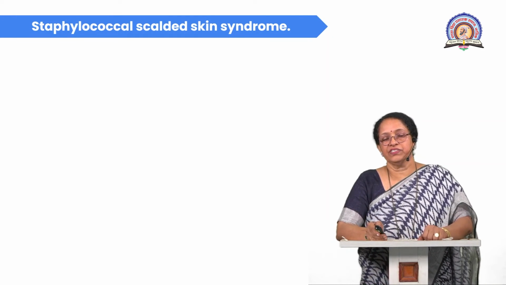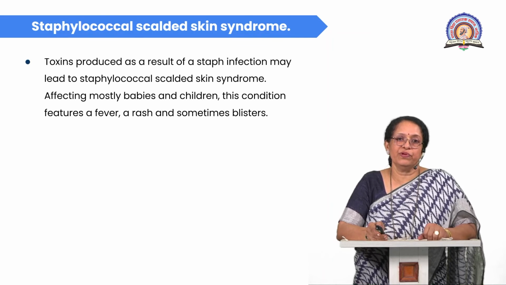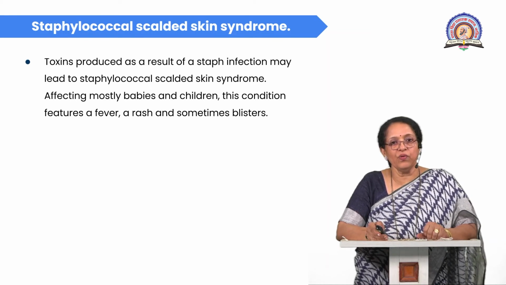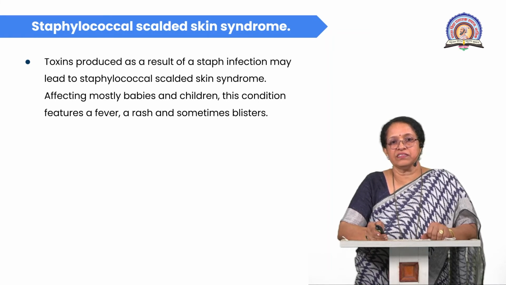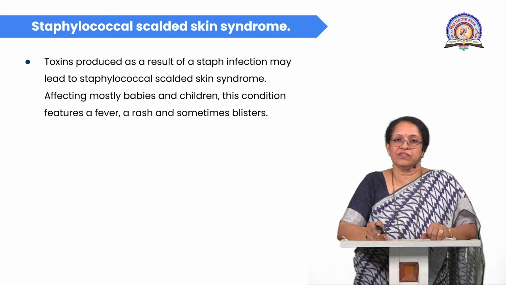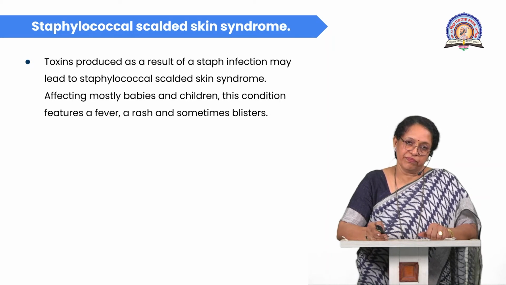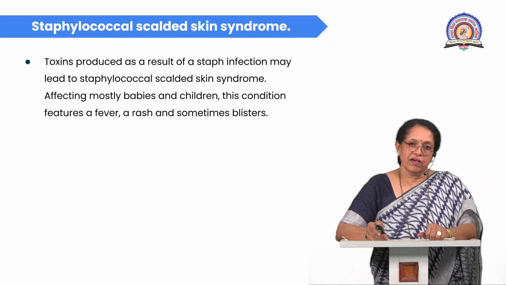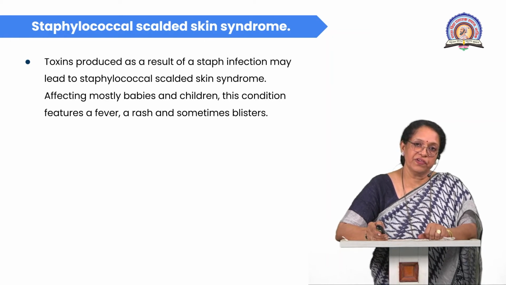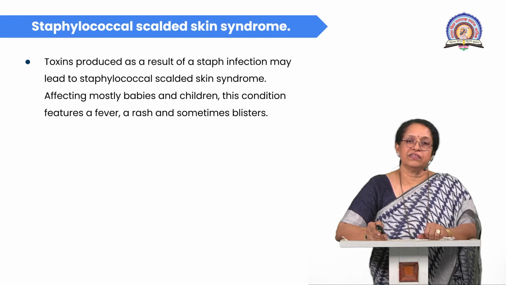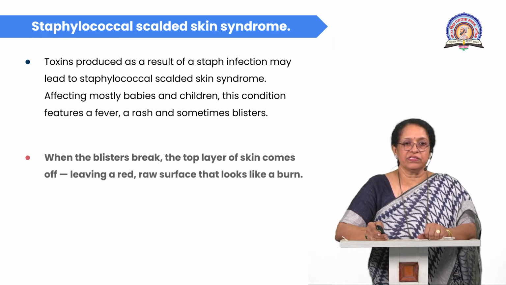The next infection, which occurs by the toxin produced by the organism, is staphylococcal scalded skin syndrome. The toxins produced, as you know, staphyloxanthin, the toxin by this organism, is mainly harmful or may cause serious complications, mainly in children. And this condition features high-grade febrile illness and sometimes blisters also on the skin.